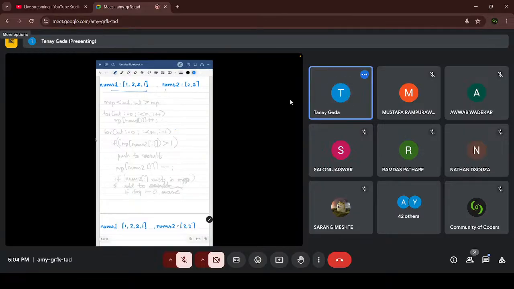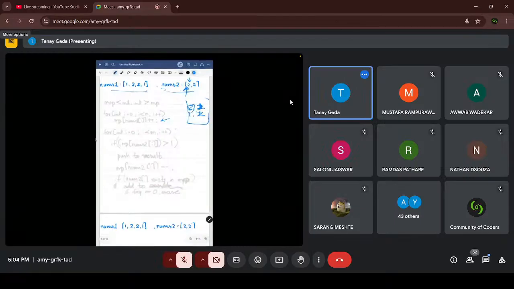So let's see here. The first element is 1, frequency 1, then 2, frequency 1, then again 2. So the frequency increases to 2, and then the frequency of 1 also increases. So this is what our map stores. Then we just iterate over nums2 and check if this 2 is present in the map. If it is present, we add it into the result array and decrement the frequency of 2.